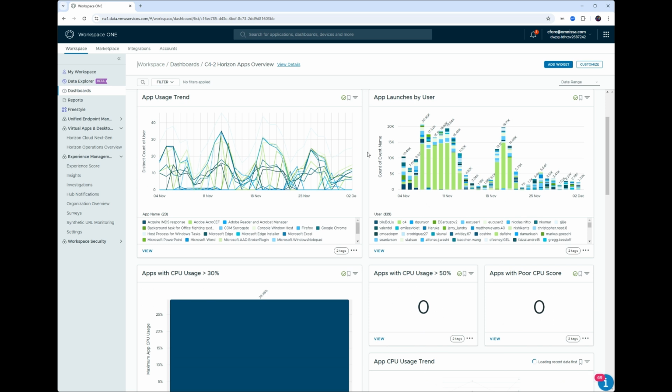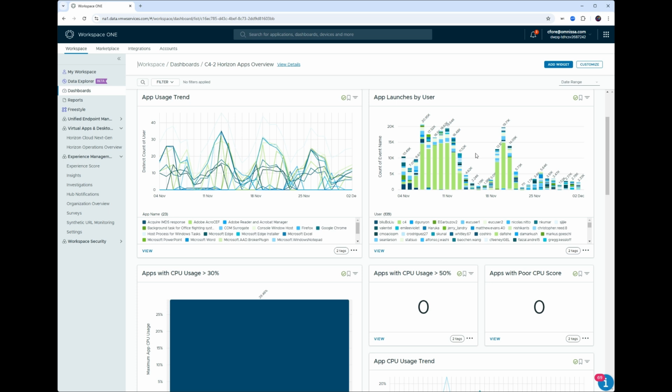Other examples of information might be, which apps are being used the most? And maybe I want to trend those over time. So again, that allows me, at least from a functionality perspective, to see which apps my user base is using the most and which ones are being used the least. That could be important information to me. I might also care about what types of application launches by user.